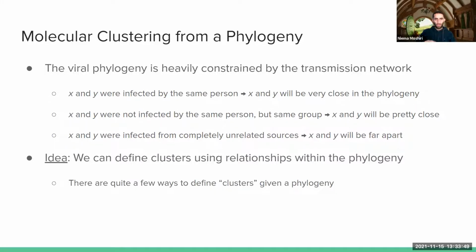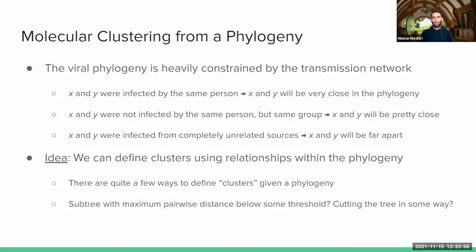And I want to emphasize there's a bunch of different ways that we can define clusters in a phylogeny. So for example, you can imagine, let me find a subtree such that the maximum pairwise distance between any of the two sequences under this point is below some threshold. So maybe you want to separate them out as far as you can such that all of the samples are in the same subtree and none of them are more than some threshold distance apart.